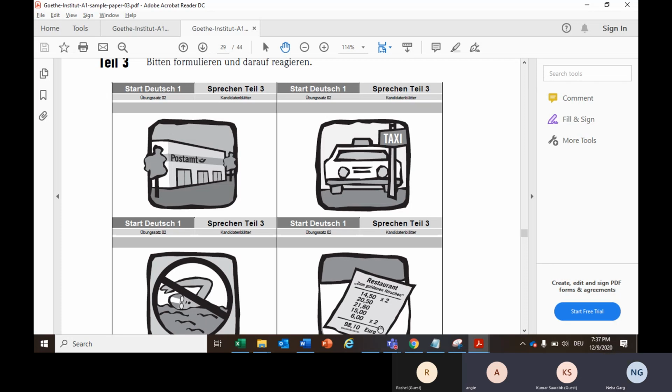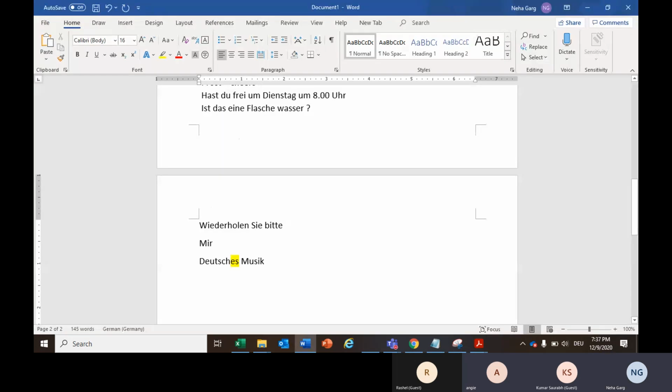Meine Mutter is, what is inside? Inside. In. In dem Taxi. Or maybe you can say, reservieren Sie mir ein Taxi. Please book a taxi for me. These sentences, keep a note side by side, whatever I'm writing here.